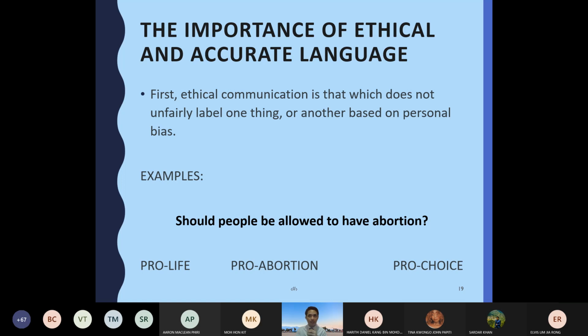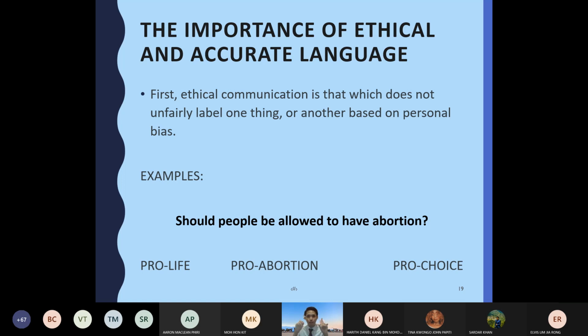But whatever reason you are saying people should be allowed to have abortion, we usually label them as pro-life, and it sounds nice. Pro-life means you are supporting lives. So when we are discussing abortion, no abortion.